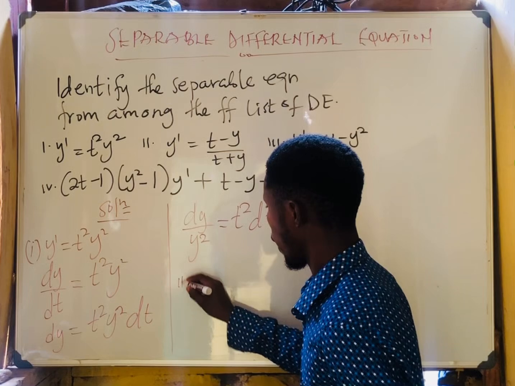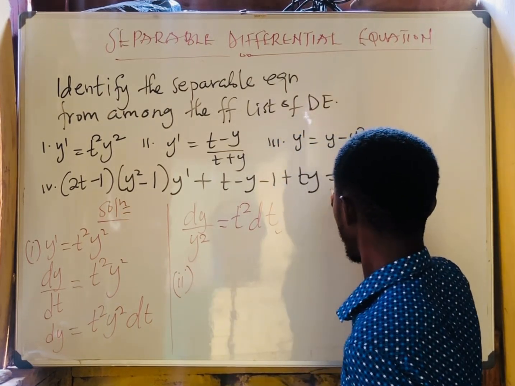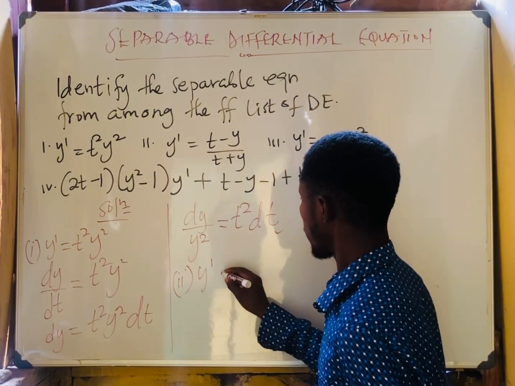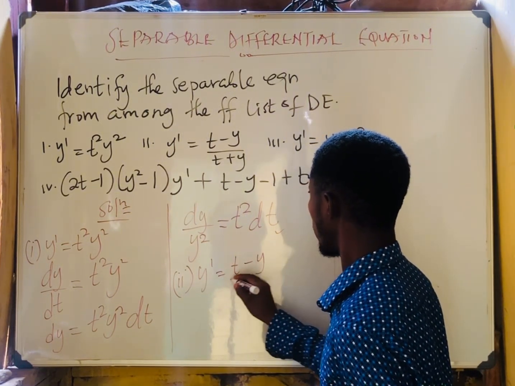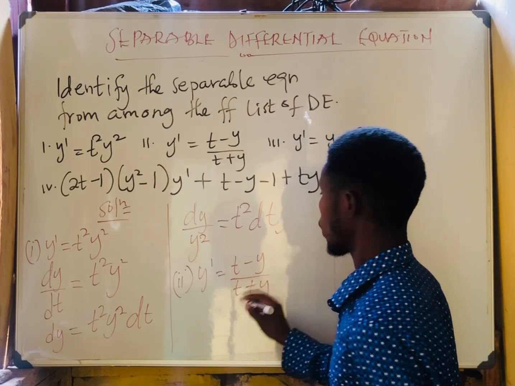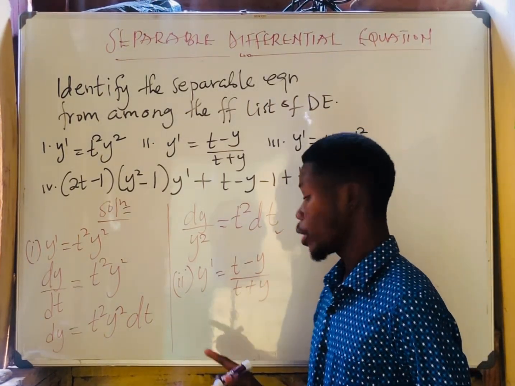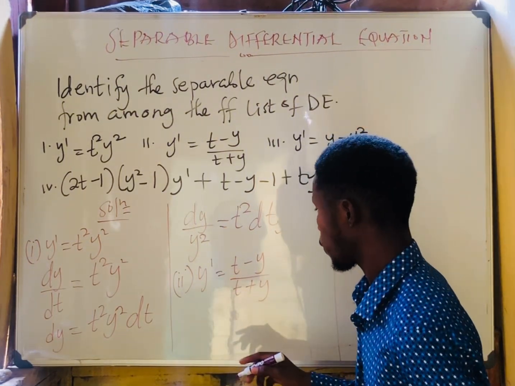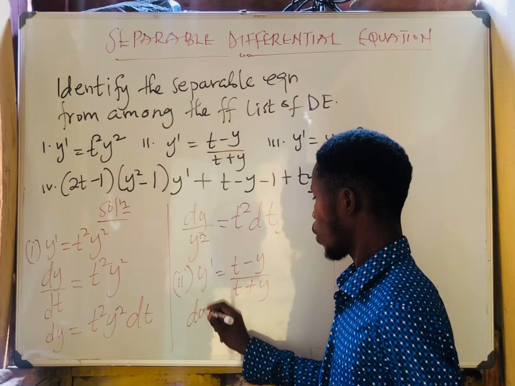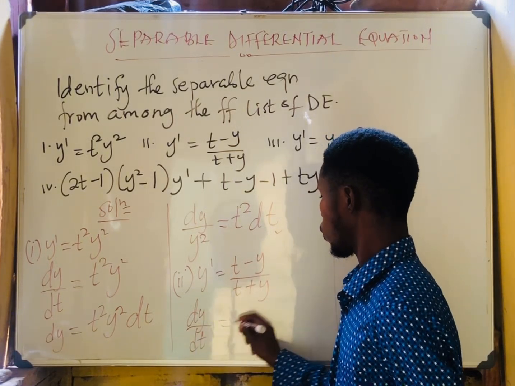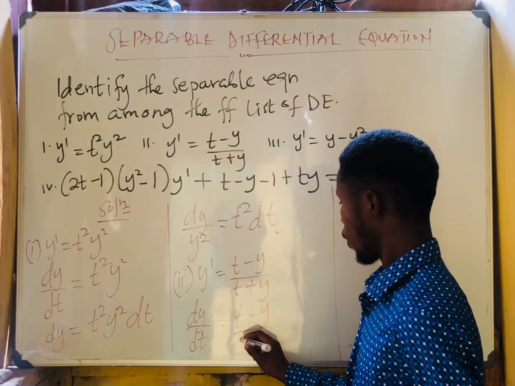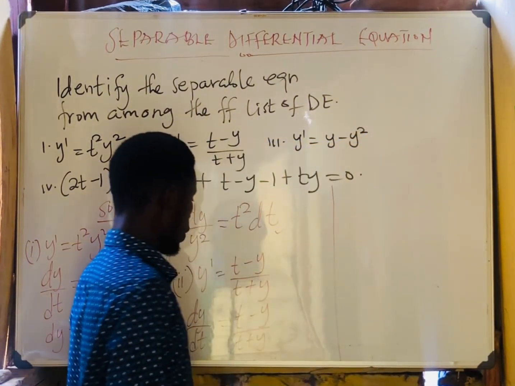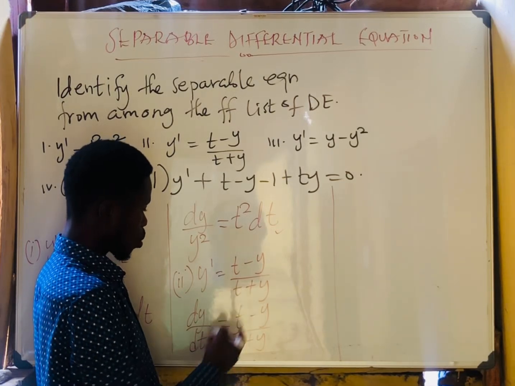Let's see how we can separate the second one. So we have y prime equals (t minus y) over (t plus y). And again, the independent variable here too is t, because we have t and y. So the dependent is y and the independent is t. So we write this one as dy/dt equals (t minus y) over (t plus y). Have you seen that? So at this point, you are going to do cross multiplication.